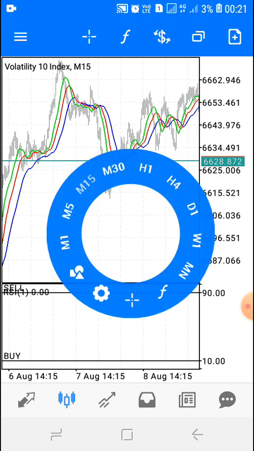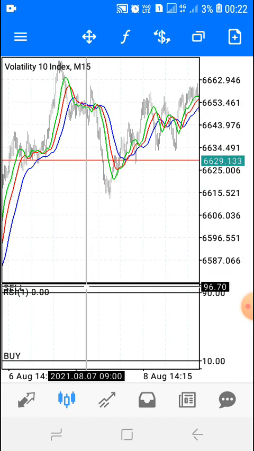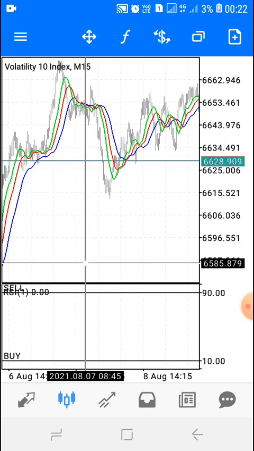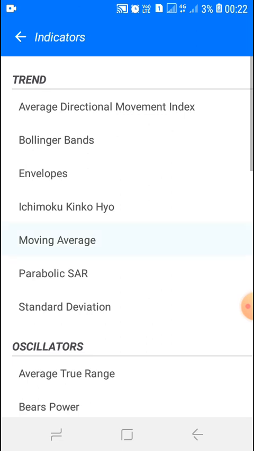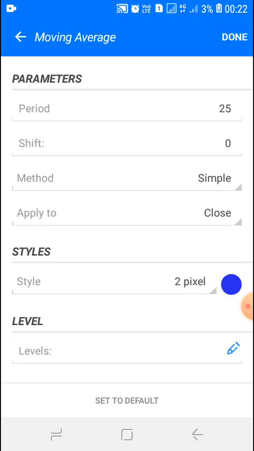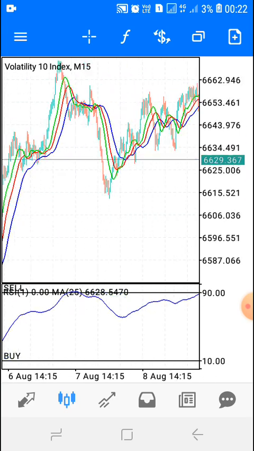You're going to have your alligator on the screen, and nothing at the bottom, because we're going to add 2 more indicators at the bottom. Our next indicator is going to be our moving average. Make sure that your parameters are like this: the period should be 25, shift 0, method simple, apply to close, style 2 pixel blue, and you don't need any levels. Okay, so this is our first indicator.